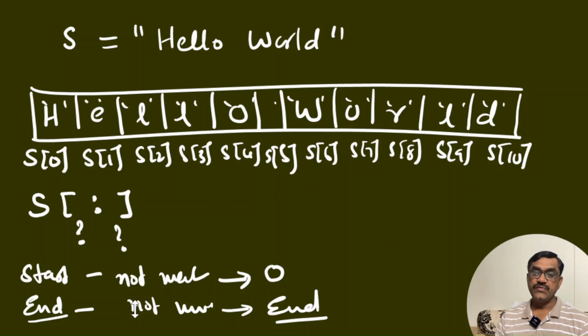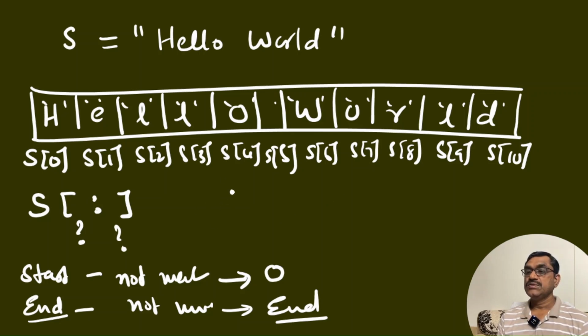Please remember that when you don't mention the start index, by default, it takes 0. When you don't mention the end index, it goes up to the end of the string. Up to the last characters we are going to get. This is the difference between start index and end index when you don't mention.